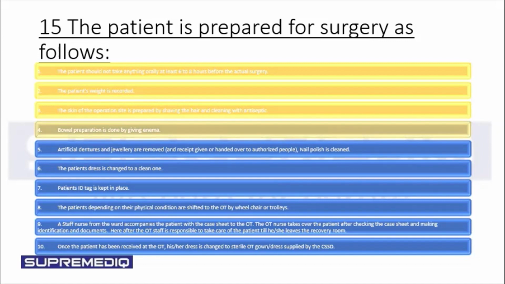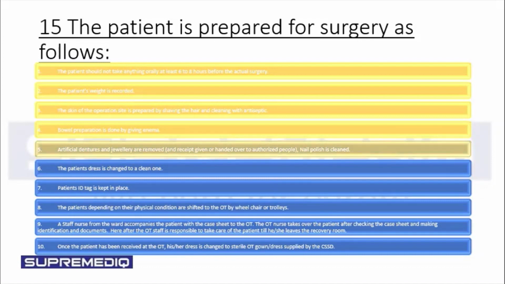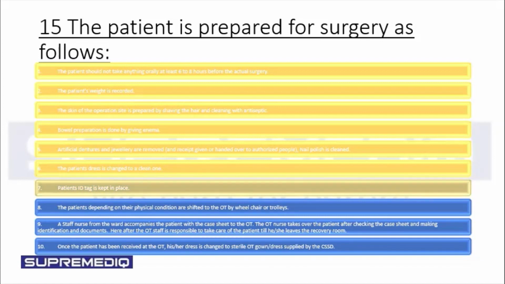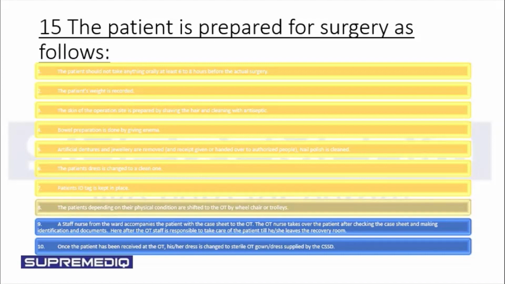Nail polish is cleaned. 6. The patient's dress is changed to a clean one. 7. Patient's ID tag is kept in place. 8. The patients, depending on their physical condition, are shifted to the OT by wheelchair or trolleys. 9. A staff nurse from the ward accompanies the patient with the case sheet to the OT. The OT nurse takes over the patient after checking the case sheet and making identification and documents. Hereafter the OT staff is responsible to take care of the patient till he/she leaves the recovery room.